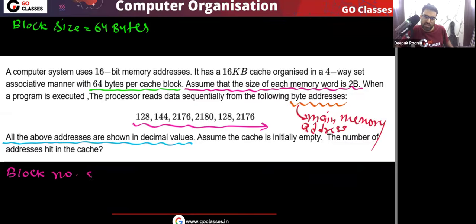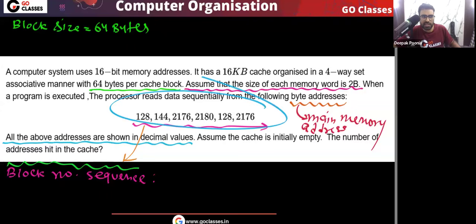Let's find the block number sequence. Very simple: from this sequence we are finding the block number sequence. This is what we are doing, going from here to here. As I told you, to find the block number from the byte number, these are the byte addresses in decimal, or I can say these are the byte numbers, to which block they will belong to, we need to divide them by 64 and take the floor.